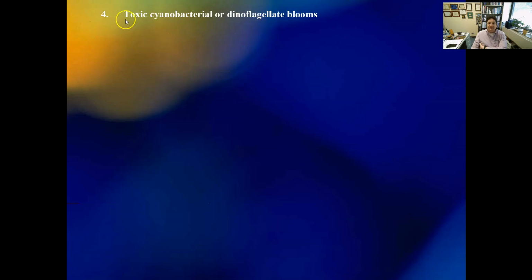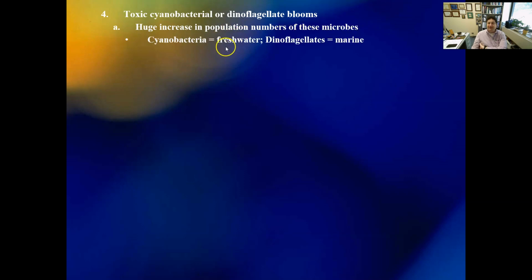And then going along with, we're still under warming bodies of water here, everyone, going along with this is toxic cyanobacterial or toxic dinoflagellate blooms. Remember, cyanobacteria is a prokaryote, sometimes called blue-green algae, and dinoflagellates are little single-celled eukaryotes. Both of these are types of algae. All right? Now, what we mean by a bloom is a huge increase in population numbers of either cyanobacteria in freshwater or dinoflagellates in the ocean, in marine systems.